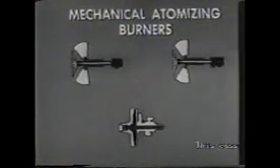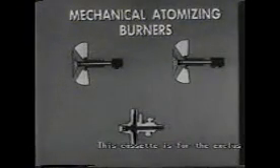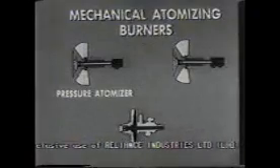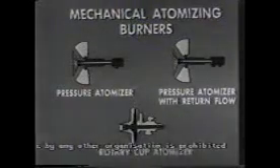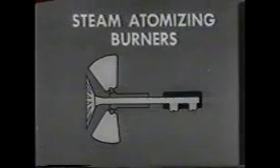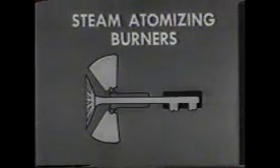Most burners are mechanical atomizing burners. Some mechanical atomizers are the pressure type. There is also a return flow pressure atomizer. Another mechanical atomizer is the rotary cup type. A few burners use steam atomizers. In this film, we will see how these different types of burners work.